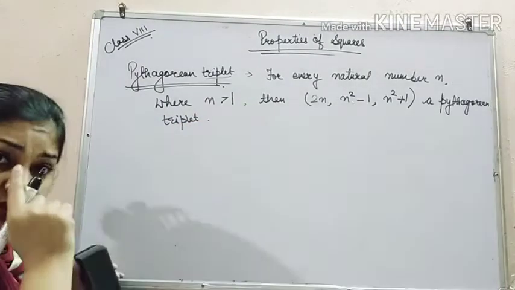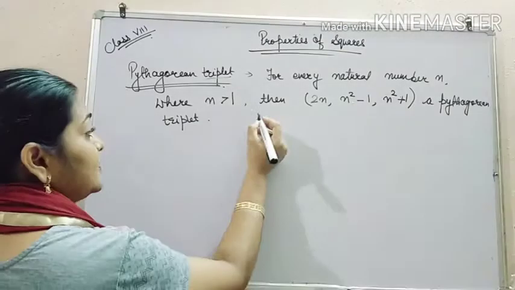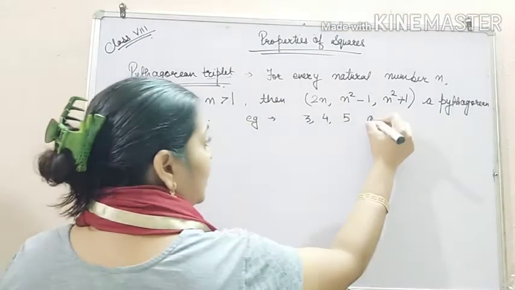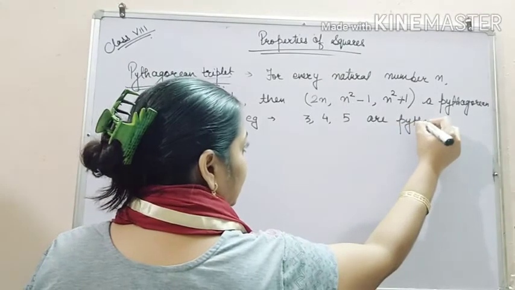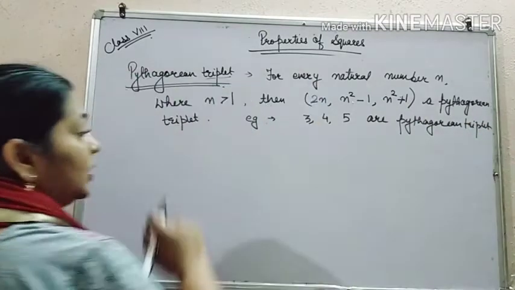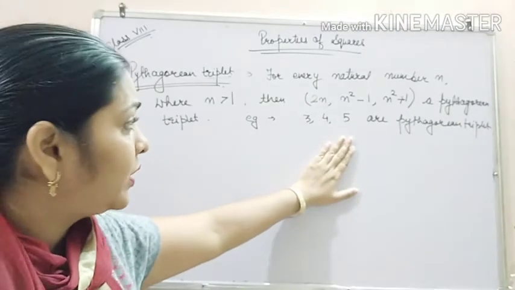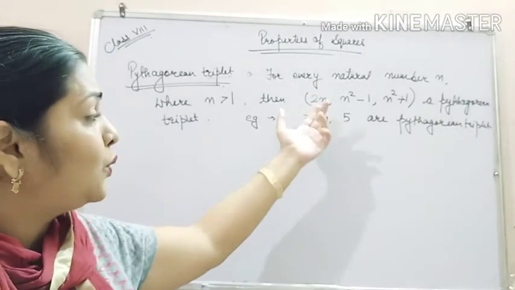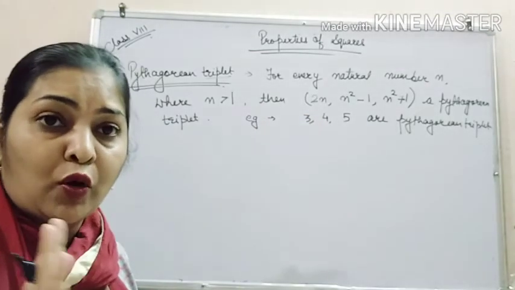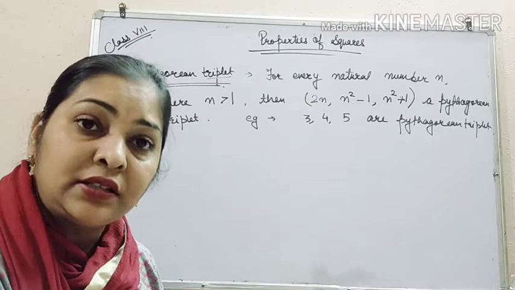In the previous example, we have seen that 3, 4, 5 are a Pythagorean triplet. Now you will say that ma'am, 3, 4, 5 are a Pythagorean triplet, but here it is given 2n and this is an odd number. So I will tell you two formulas to find Pythagorean triplet when n is even or n is odd.